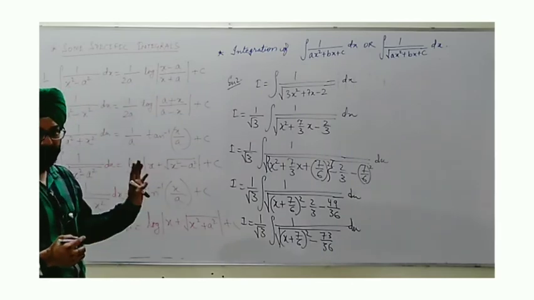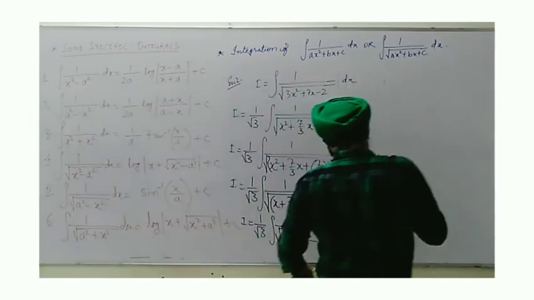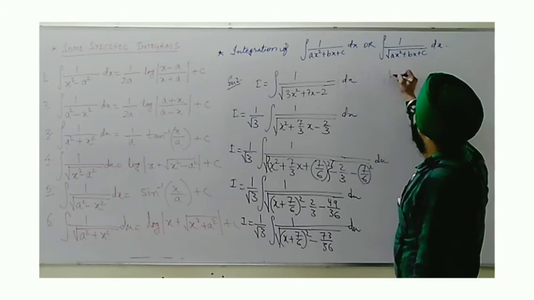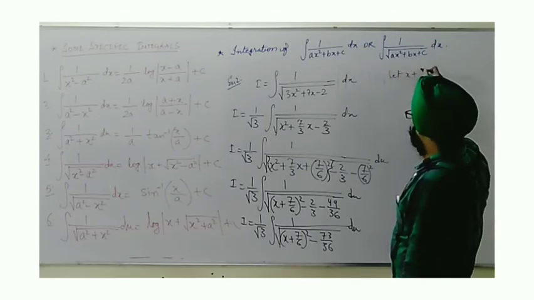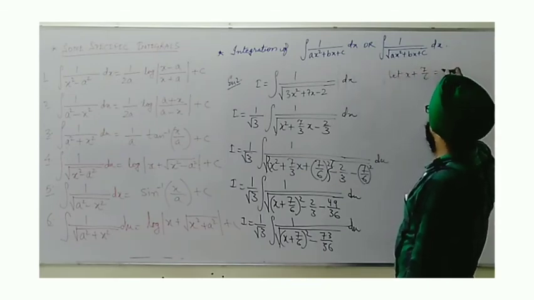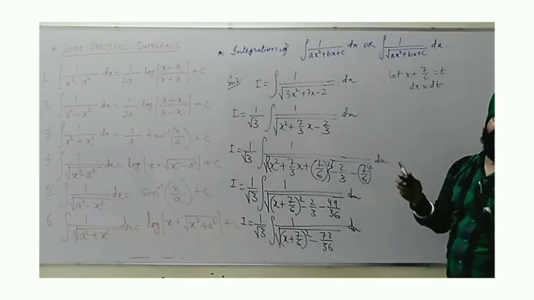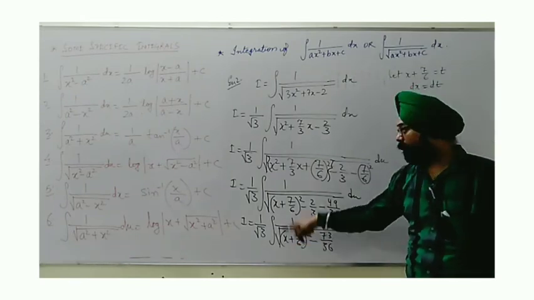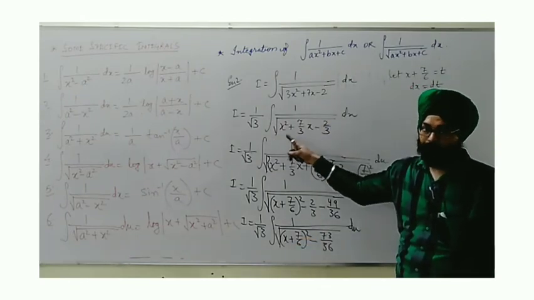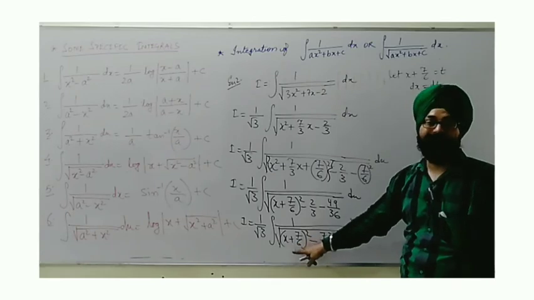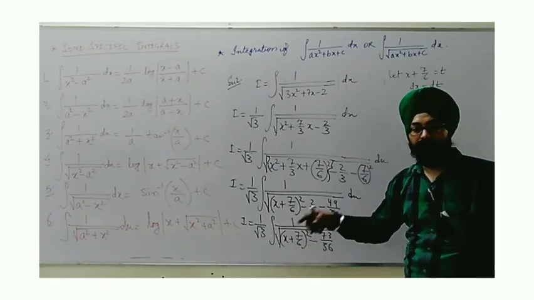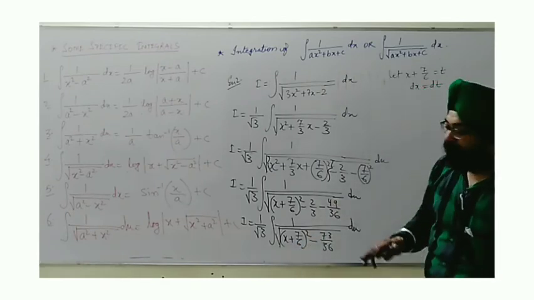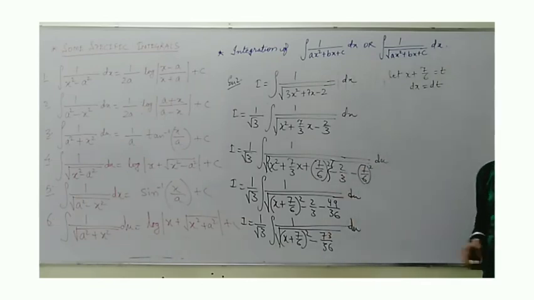The only thing left is to use substitution. No change, you can see. Repeatedly I am taking the same step as in the previous question. We write here, let x plus 7 upon 6 be t, differentiating, dx is dt. Why are we getting dx equal to dt every time? The reason is that I have taken the coefficient of x square common in the first step itself. So at last this converts into a linear polynomial where the coefficient of x is 1. That's why every time you will get dx equal to dt.